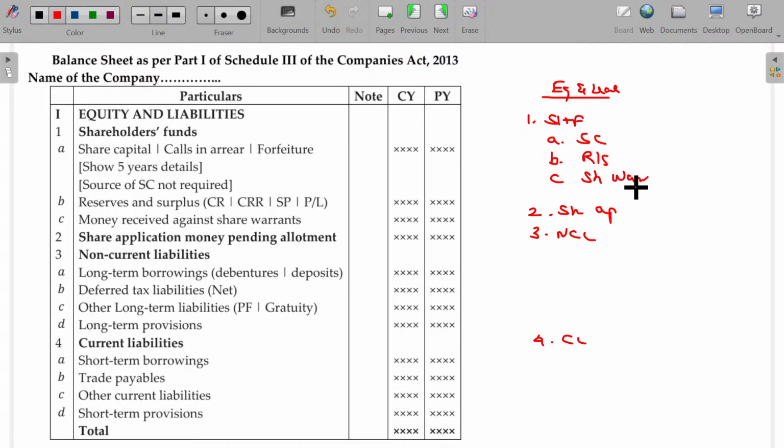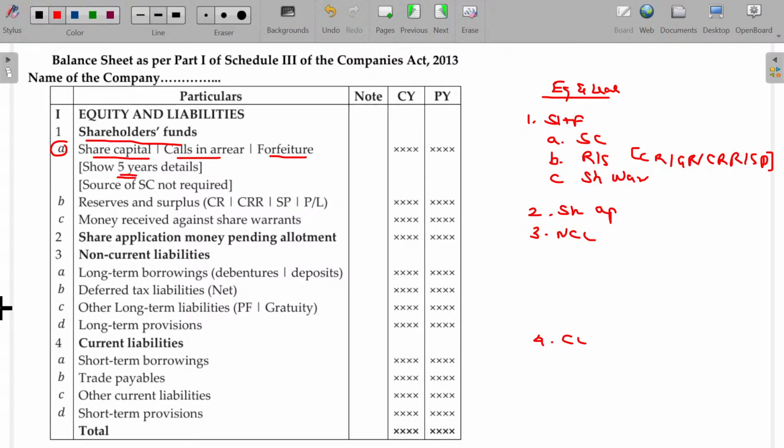Share capital comprises equity, preference shares as well as forfeited amount as well as calls in arrear, whatever it may be; everything is adjusted in the A block itself. And reserves and surplus may be capital reserve, general reserve, profit and loss, CRR, securities premium, everything will fall under this case. Clear? Now, under shareholders funds, A, share capital, calls in arrear, forfeiture.